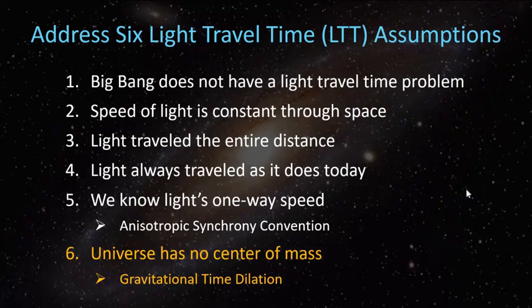So the sixth light travel time assumption is that the universe has no center of mass, when we'll show we're in the center of the universe based on observational science. And if you're in the center of the universe, then you can incorporate what's called gravitational time dilation.